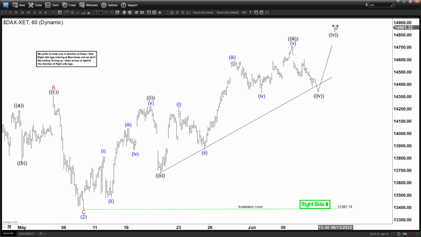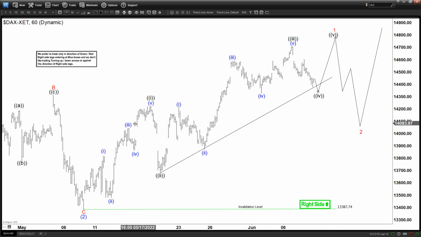Then after that we will get a bigger pullback again in the wave 2, right, to correct this entire rally here. So we can get a wave 2 like this in 3 waves again, and then from there we can go up again as long as we continue to stay above 13,387. Okay, so this is the key, and ideally we do want to see one more push higher so that we can get a clear kind of like a 5 waves, because right now it is not really very obvious.